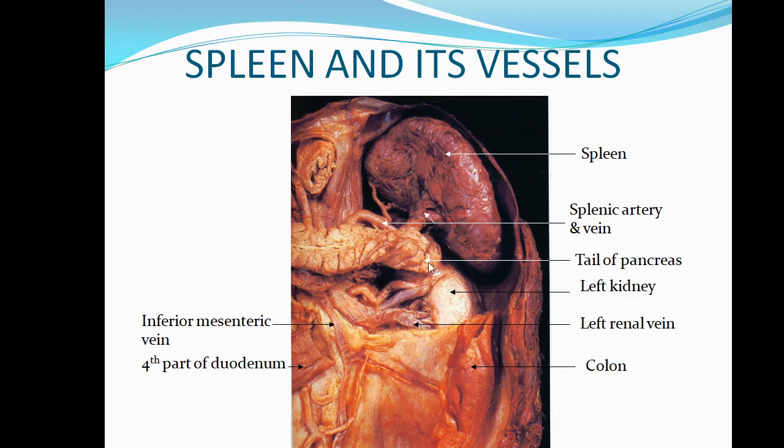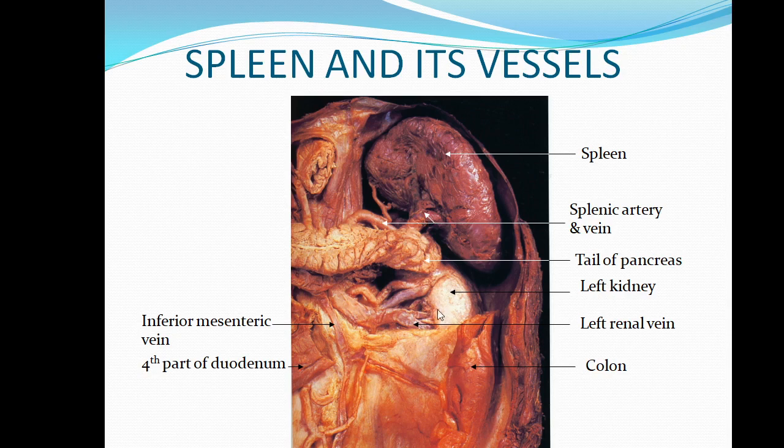This dissection has been done to demonstrate the blood supply of the spleen. Here you can see the body of the pancreas and the tail of the pancreas, and here you can appreciate this tail of the pancreas extends up to the hilum of the spleen. The splenic artery here you can observe, which is a branch of the celiac trunk. It is tortuous, and this tortuosity is to allow for the movements of the spleen during respiration.